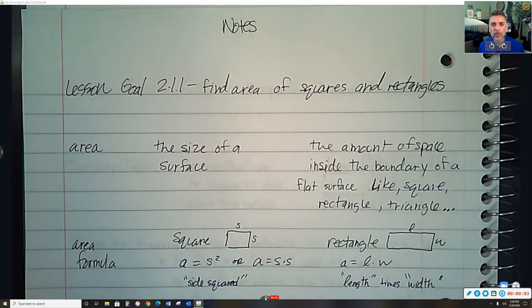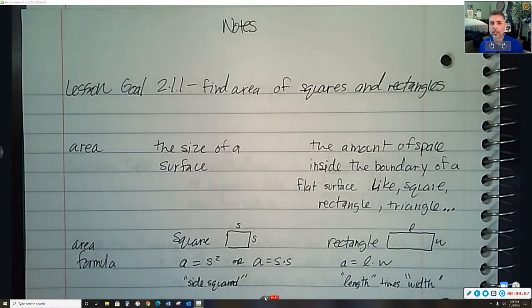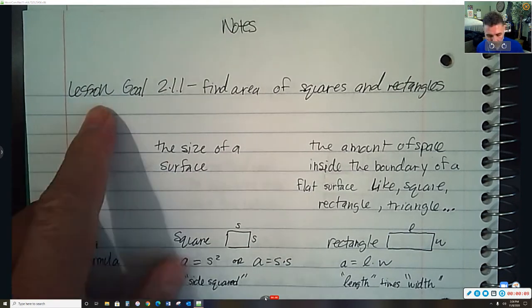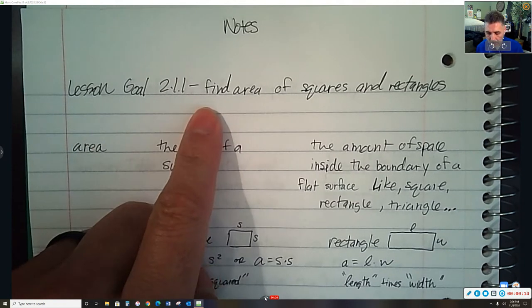Hey everyone, so today we have some notes. This is going to be area of a rectangle and square. So this is lesson goal 211, find area of squares and rectangles.